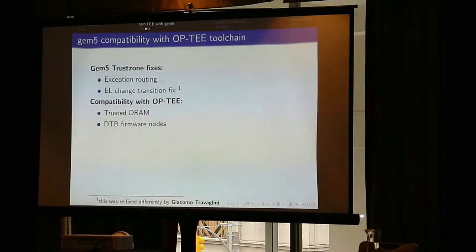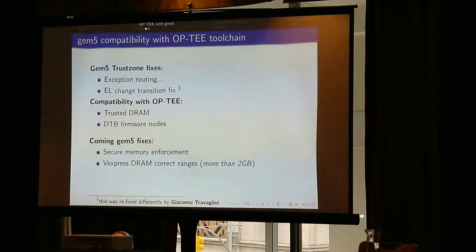So it's just a naming, and also a mimicking, where there is a DRAM inside the model that the ARM implementation is mimicking, because it's mimicking the VExpress implementation. But we have done a simple secret memory enforcement that adds a secure flag to the simple memory implementation.